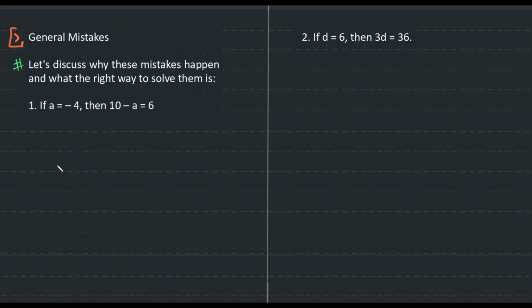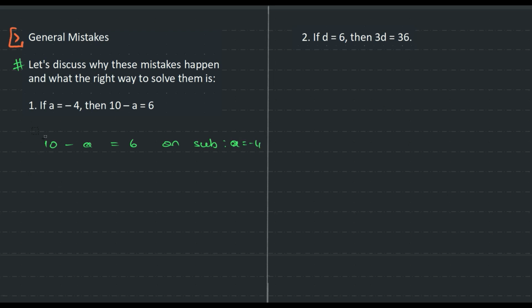We're looking at general mistakes that we make while we are substituting things. So let's have a look. 10 minus a, we end up with 6 on substituting a as minus 4. Okay, so that's the statement.